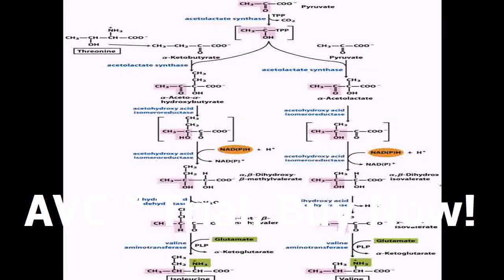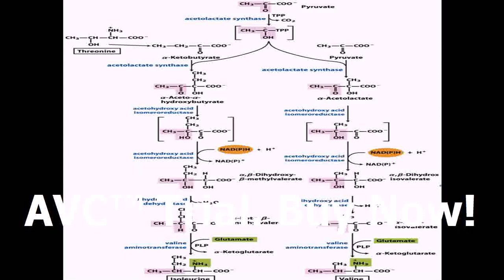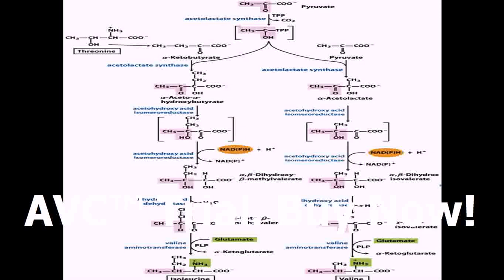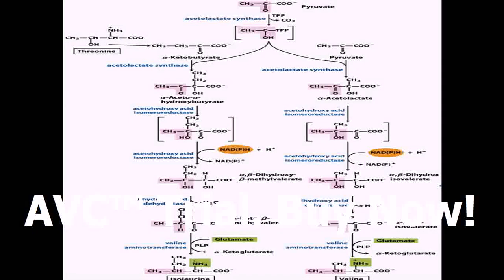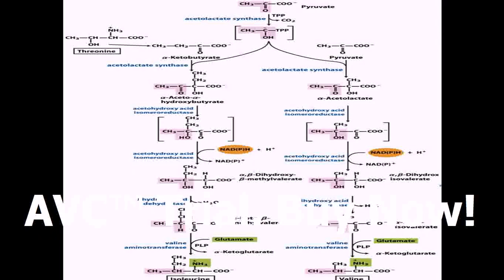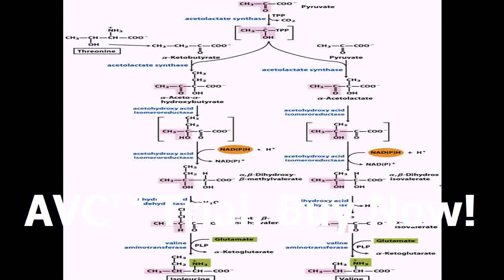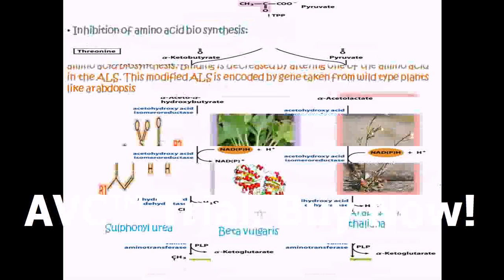This is the general amino acid synthesis pathway. Here you can see that acetolactate synthase is involved in the conversion of pyruvate to different amino acids. So we are modifying this enzyme so that the herbicide binding to this enzyme is inhibited.